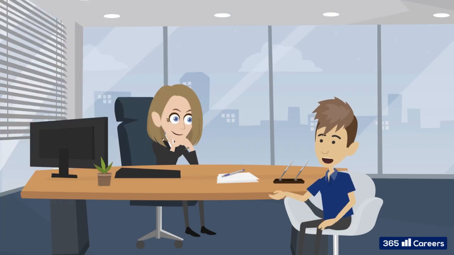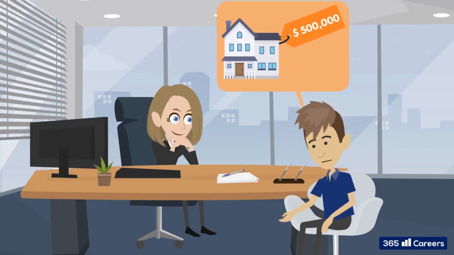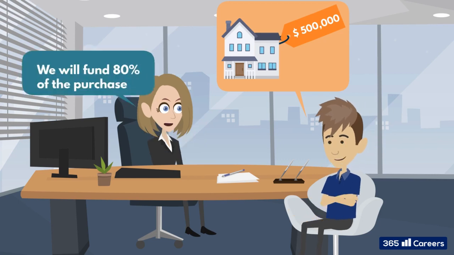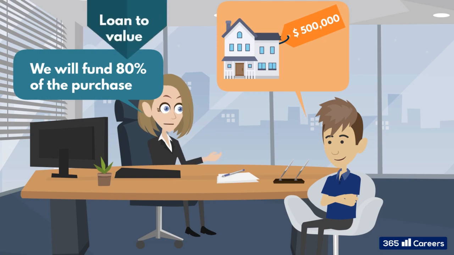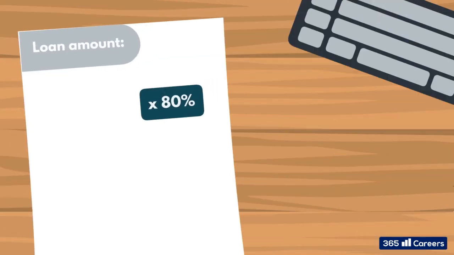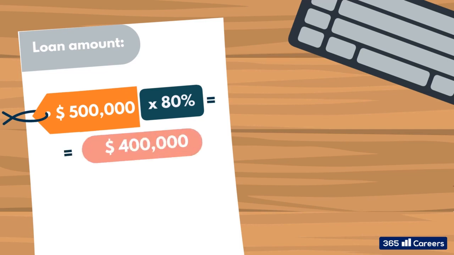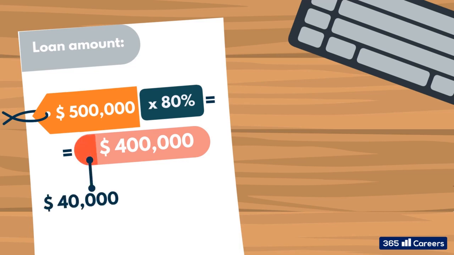Let's assume that a borrower wants to buy a house for $500,000. The lender, that is, the bank, funds 80% of the purchase. This proportion is often referred to as loan to value, so we can say that loan to value is 80%. The loan amount is equal to 80% of $500,000, that is $400,000. By now, the borrower has repaid $40,000, so the outstanding balance is $360,000. If the borrower defaults, the exposure at default would, therefore, be $360,000.